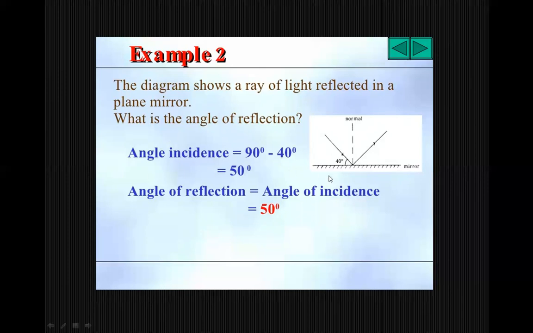For this calculation, see the diagram. This is the incident ray, this is the normal, this is the reflected ray. And they have given you the angle between the mirror and the incident ray. If this angle is 40, the whole angle from the mirror to the normal is 90. So 90 minus 40, the angle is 50. So if it is 50, then the angle of reflection is equal to the angle of incidence, and the angle of incidence is equal to 50. Is it clear, girls? I hope it's clear.